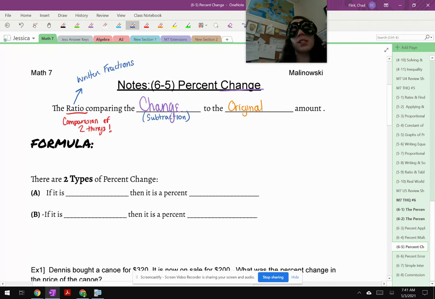If the temperature was 70 degrees to start, and by the end of the day it was 80 degrees, that's a 10-degree change. 80 minus 70.